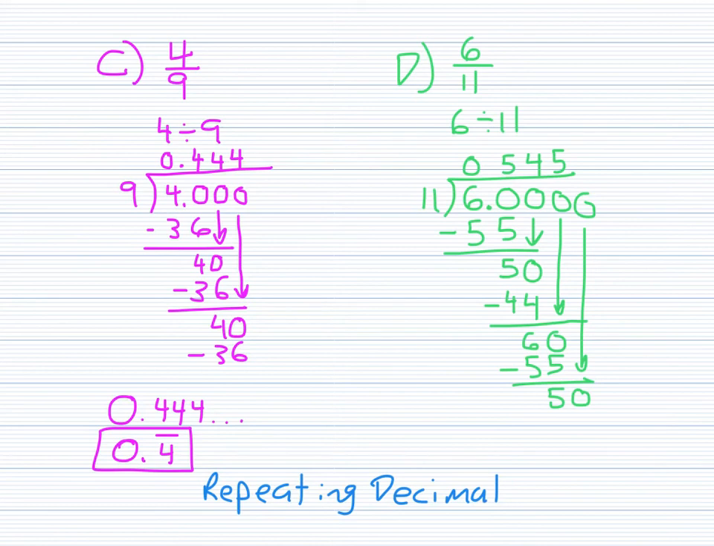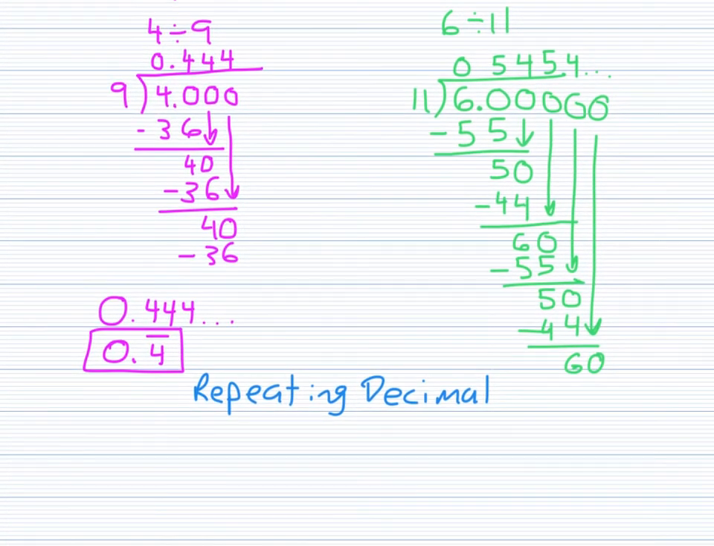11 goes into 50 4 times. 4 times 11 is 44. I'm going to subtract that again and get 6. And I'm just going to keep going back and forth. So my answer here is that number continuing. So we've got to make sure we put our decimal right here, 0.5454. Could write it as 0.5454 dot dot dot or 0.54, and since both numbers are repeating, we put the line over both numbers. So this is our answer for the second one.